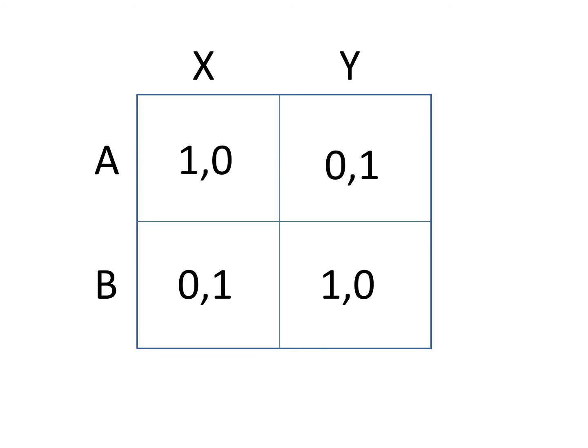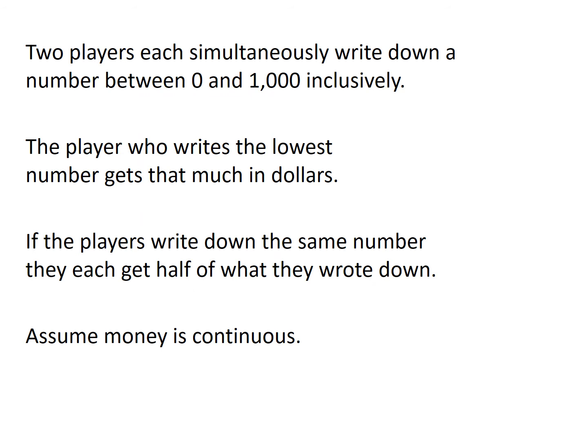The next problem in game theory I want to discuss arises in the game in front of you. Let me read this out loud. Two players each simultaneously write down a number between 0 and 1,000 inclusively. Inclusively just means you could write down 0 or 1,000. The player who writes the lowest number gets that much in dollars. So that just means if player 1 writes down 300 and player 2 writes down 400, player 1 ends up getting $300 and player 2 gets nothing.